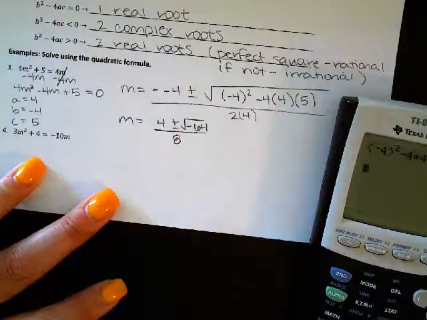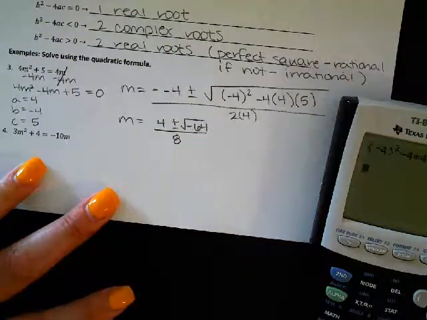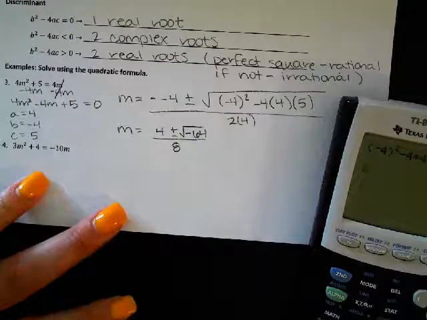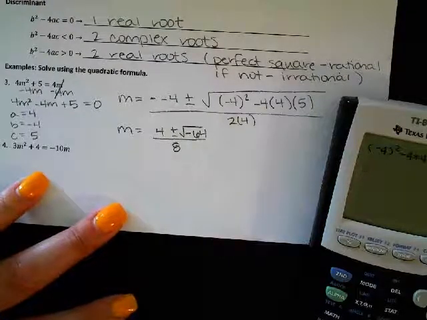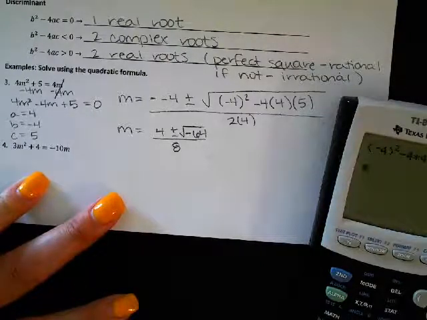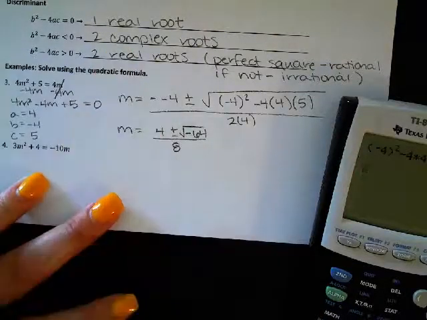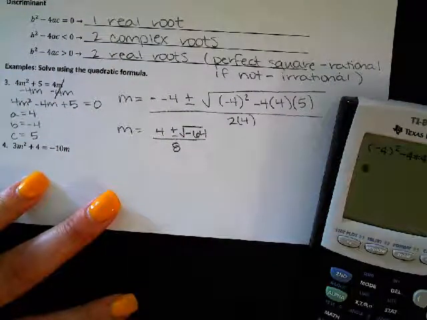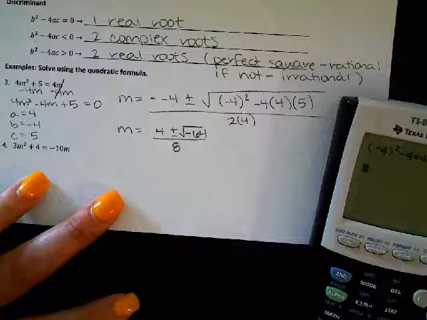So anytime your discriminant is negative, let me backtrack a little bit. When you are solving a quadratic, you're picturing a parabola. And the solutions of a quadratic are actually the x-intercepts of that parabola. So if you have imaginary roots or complex roots, that means you don't have any x-intercepts. That means either the entire parabola is above the x-axis or the entire parabola is below the x-axis.